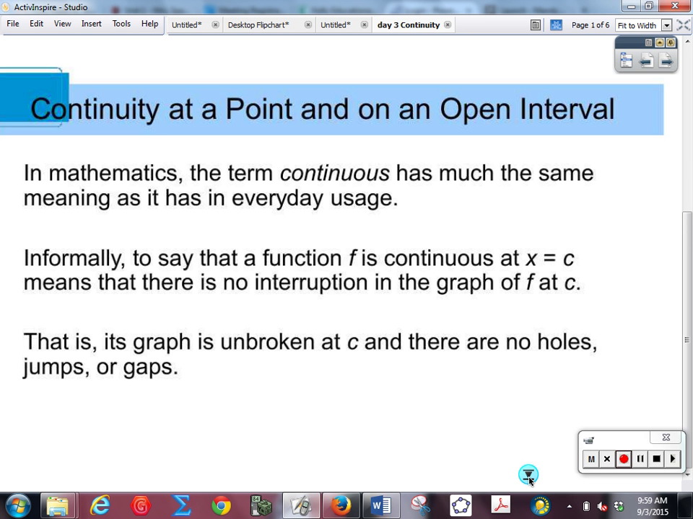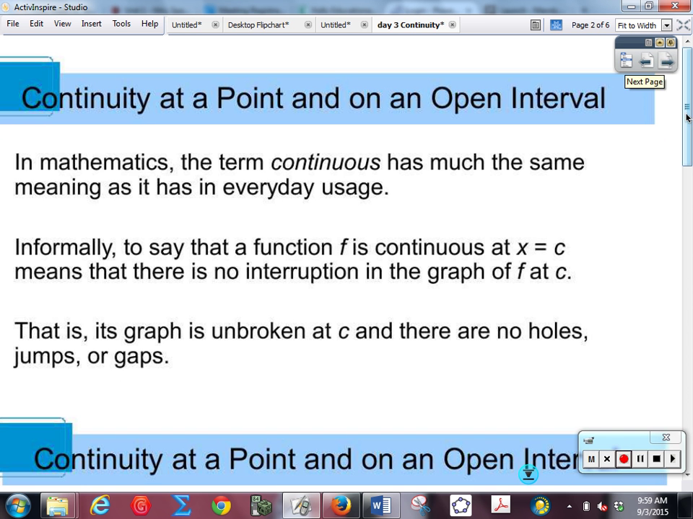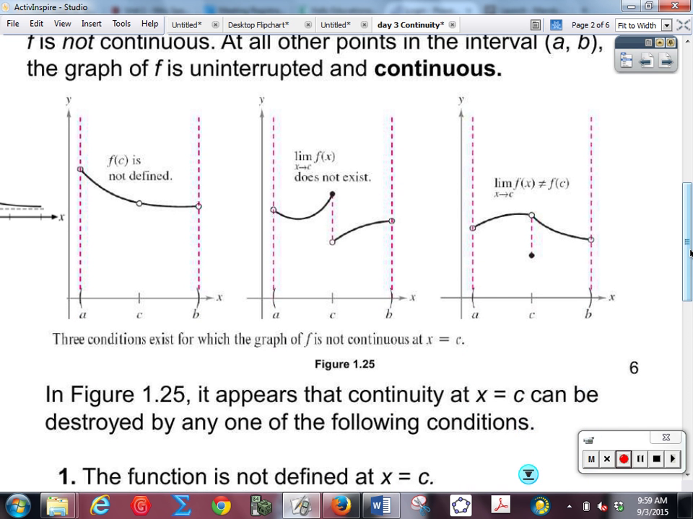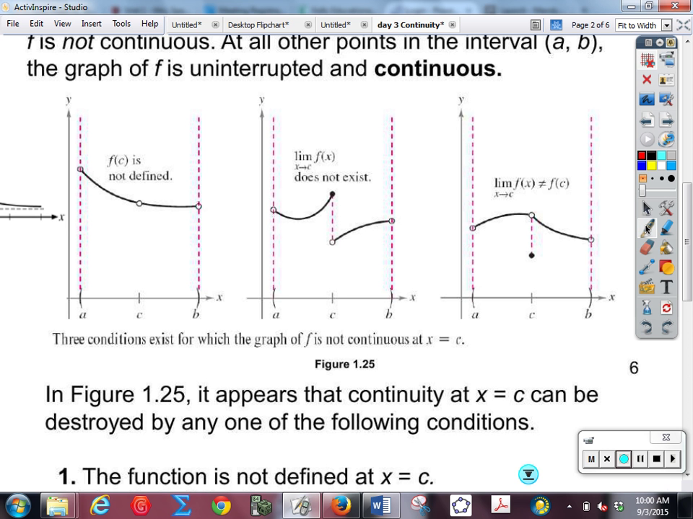So some pictures to go with that, of when things are not continuous, would be if it has a hole. So you might want to just write down "not continuous" and maybe draw an example of it. So if it has a hole, not continuous. And that would be that the function's not defined there, right? It would be a hole.